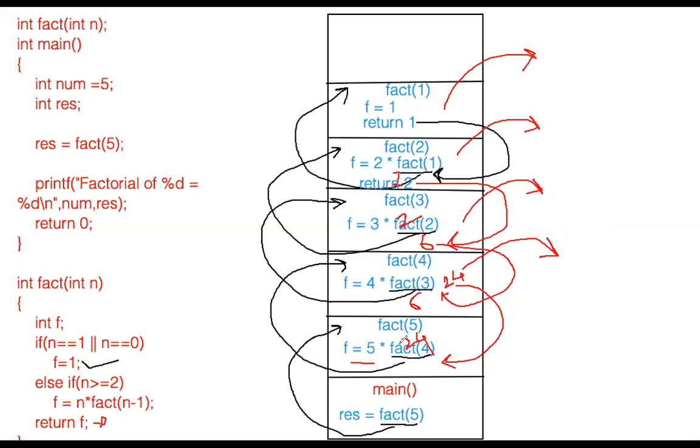Who has called? Fact of 5 called. So 24 is the value. Now 5 into 24, f is 120. So the f value is 120. And then fact of 5 gets over, and it goes out of your stack memory. And now this 120 value is returned to whom? Who has called fact of 5? The main function has called.